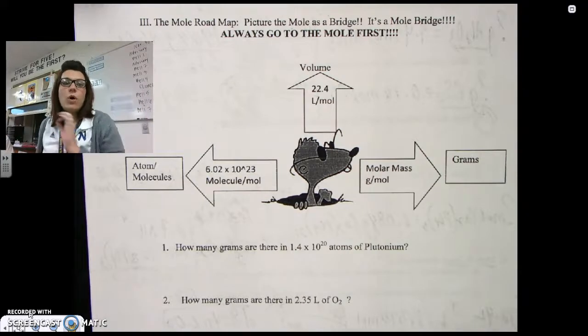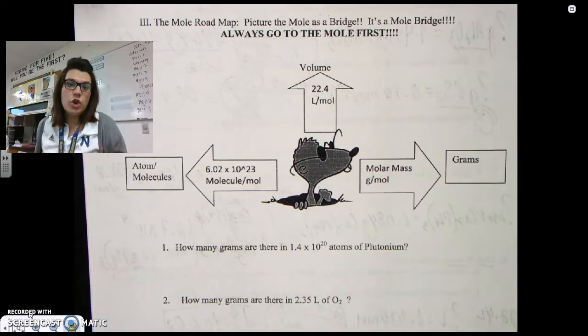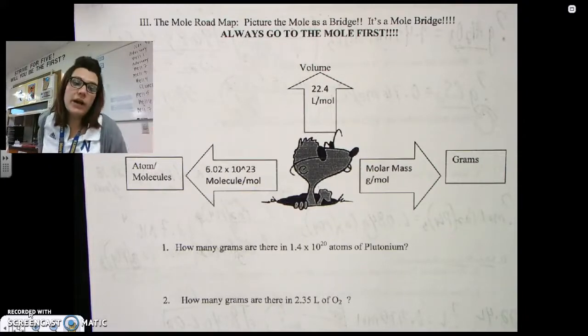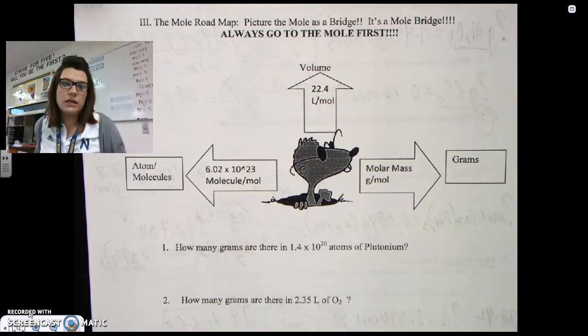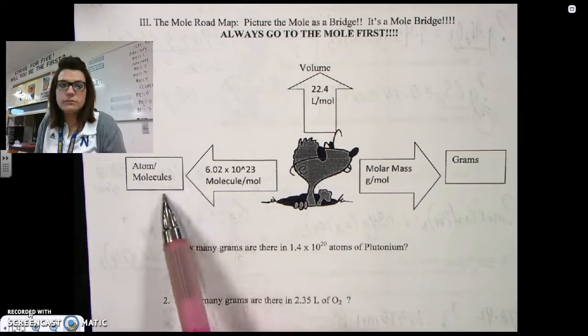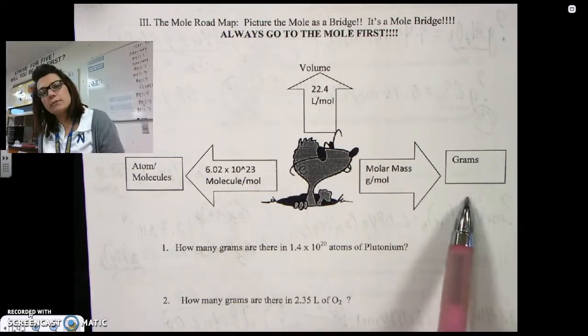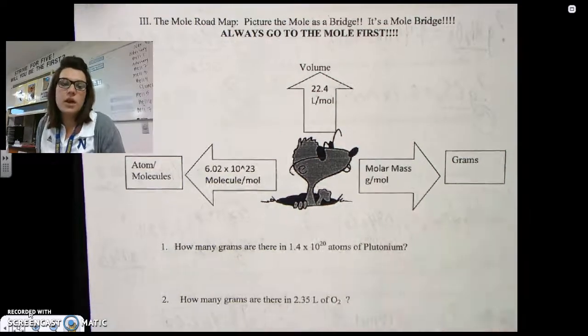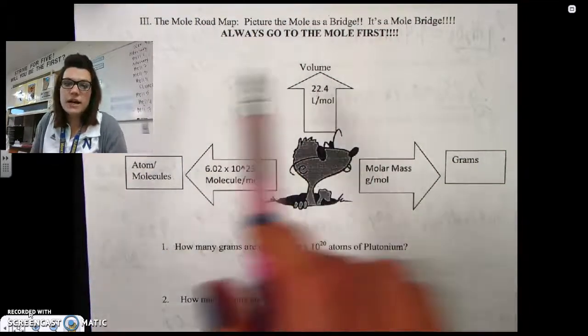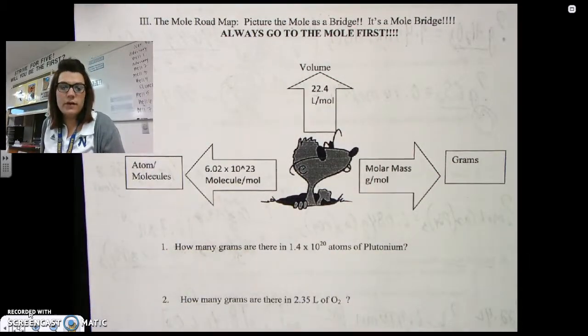When you're given one thing and mole is not in the question, you must use 2 steps in your conversion, okay? So for instance, if the question says, how many grams are in blah molecules, you're going to have to go from molecules to the mole, and then the mole to the grams through molar mass, okay? So we're going to use this idea of the mole bridge to solve the following problems.